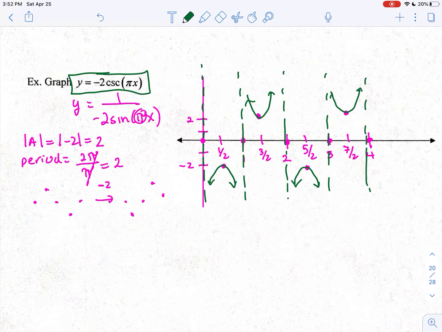By the way, a period for cosecant and secant would contain one of the branches of concave up and then the other branch of concave down. So to highlight that for you, this would be considered 1 period, and then the other period would be the next cycle of 2.